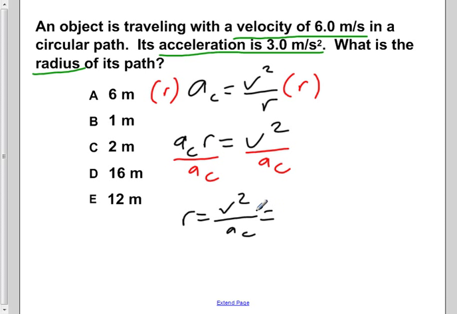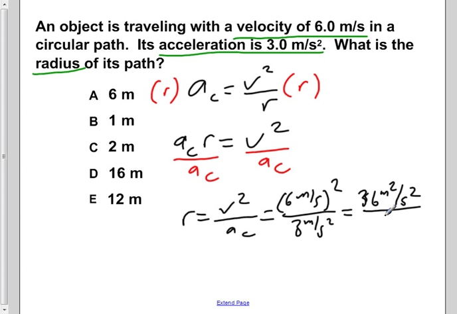Now we simply plug in our given values for each of these quantities to calculate the radius of the path. So we know that our velocity is 6 meters per second. It's going to be squared and divided by our centripetal acceleration of 3 meters per second squared. 6 meters per second squared is 36 meters squared per second squared, divided by 3 meters per second squared. We divide this, we're going to get r is equal to 12 meters.